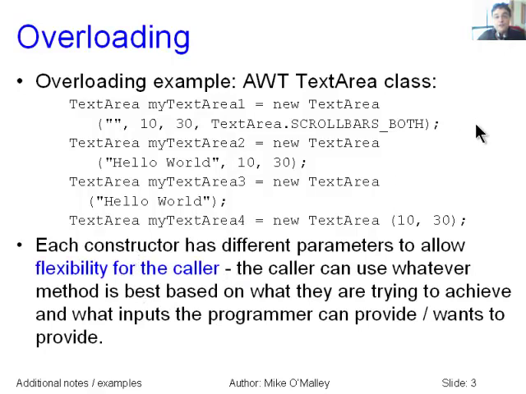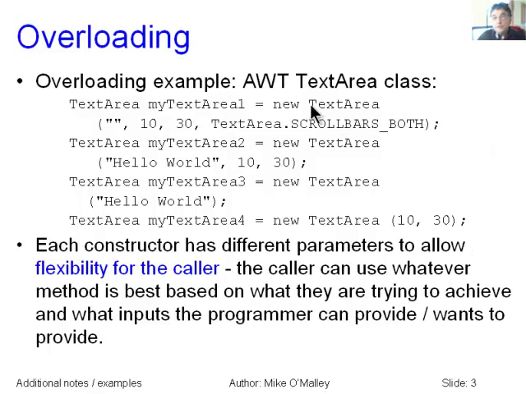Each of these is actually invoking a constructor. We've been using these components or components like these for quite a while now, and each of these four lines of code involves invoking a constructor, the TextArea constructor. Each constructor has different parameters to allow flexibility for the caller, in other words, the programmer who's using the class. The caller can use whatever constructor is best based on what they are trying to achieve and what inputs they can provide. So you can create text areas in a whole bunch of ways, and there's four of them.